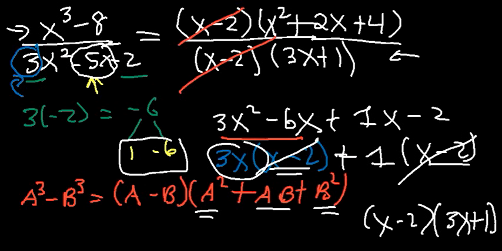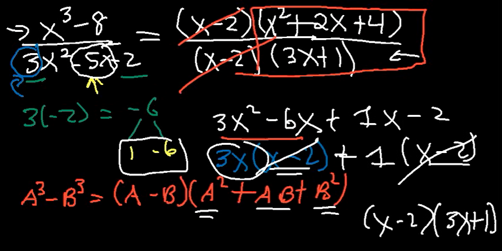Now, x squared plus 2x plus 4, we can't factor that any further. So this is our answer, x squared plus 2x plus 4 divided by 3x plus 1.